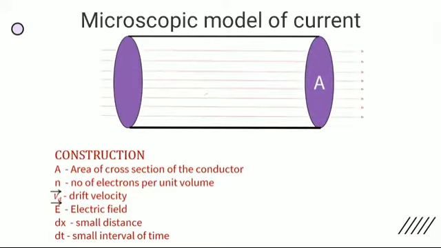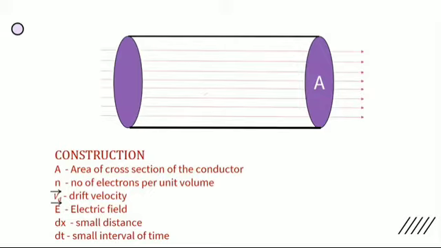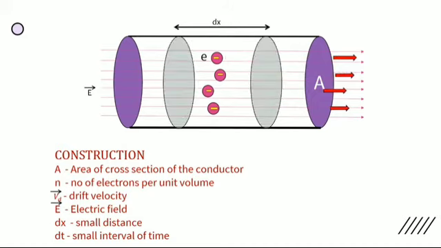Next topic is the microscopic model of current. Consider a conductor with area of cross section A and an electric field E applied from right to left. Suppose there are n electrons per unit volume in the conductor and assume that all the electrons move with the same drift velocity Vd. Here A is the area of cross section of the conductor.